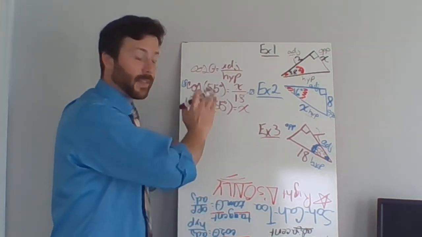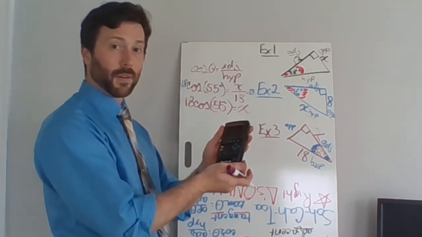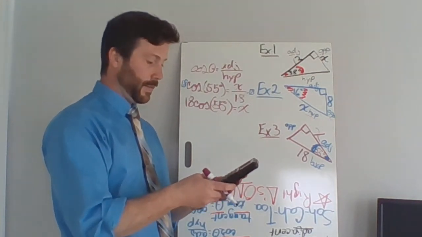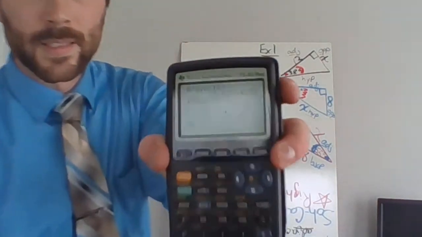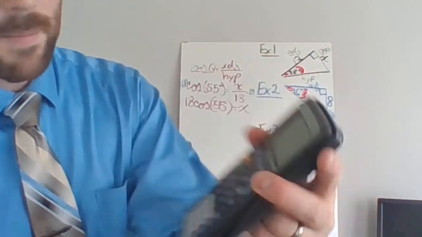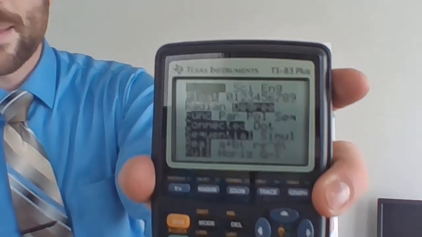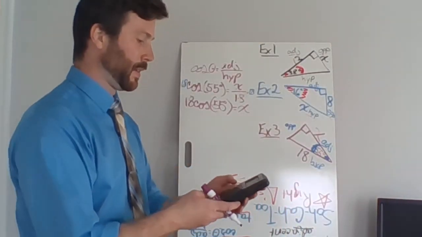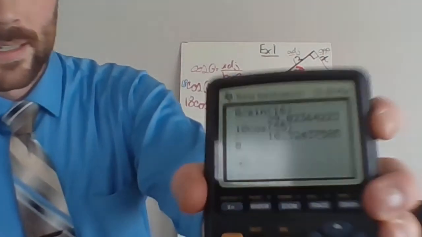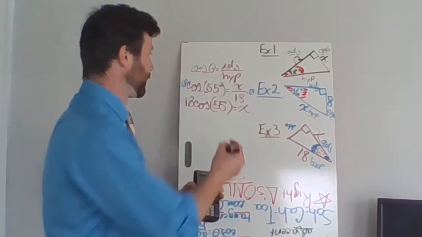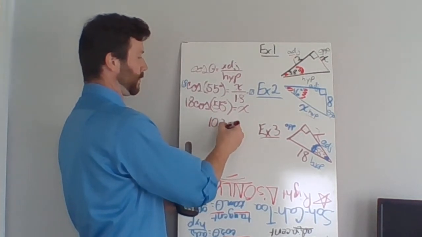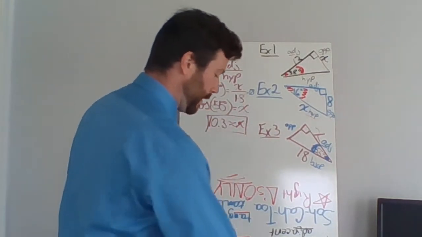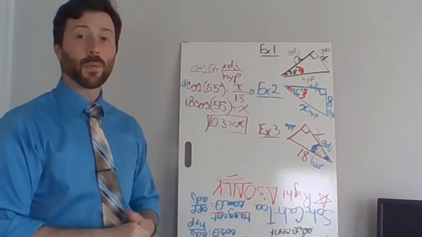Okay, now that's exact. If I want to get an approximation, bring out our friendly calculator. So we do 18 times the cosine of 55 degrees. Okay, make sure that we're in degree mode every time you press that sine, cosine, or tangent button. Make sure you're in degree mode. Okay, and we get about 10.3. And there we go. So that's how we find a missing side.